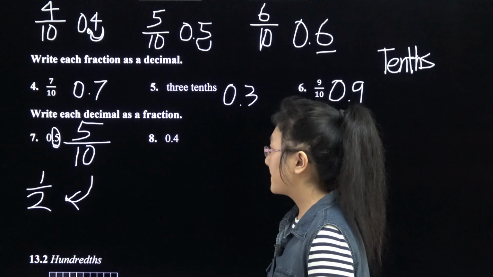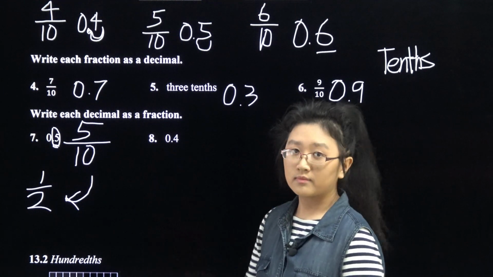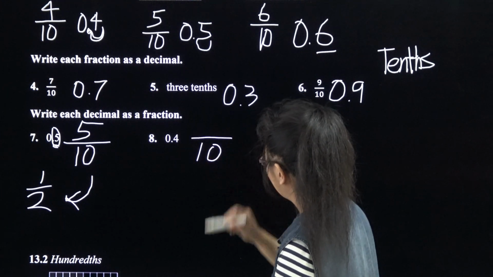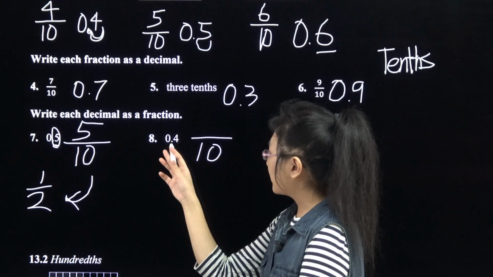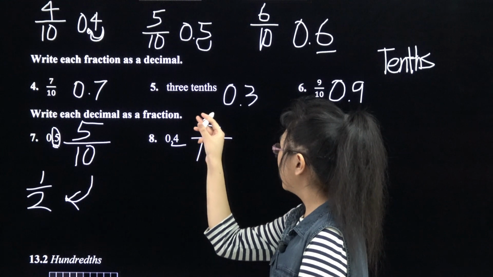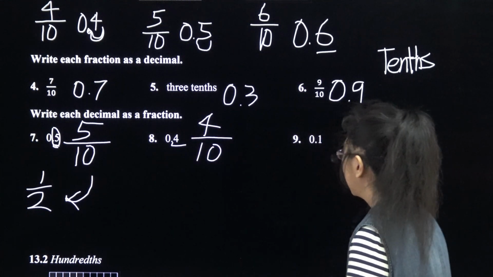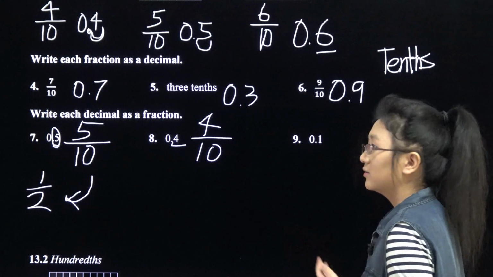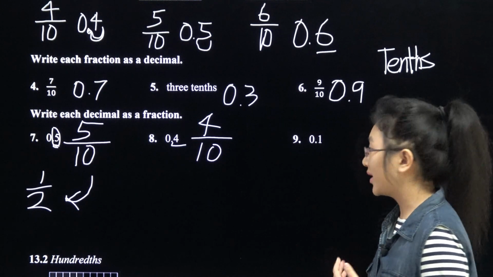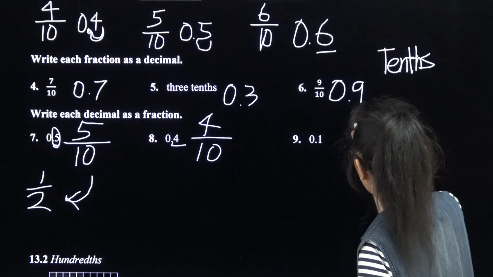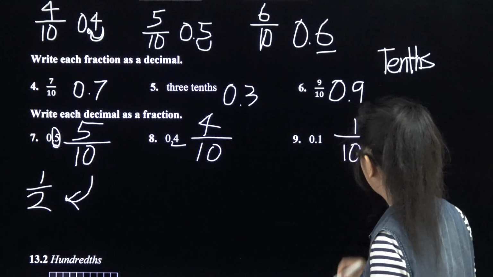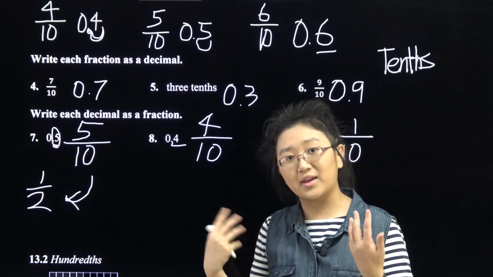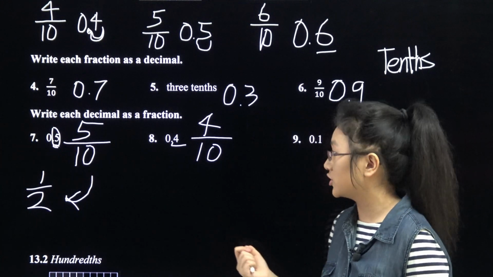Now what about this one? Well, it still has only one decimal place. So the denominator is still 10. And that decimal place is a 4. So the numerator would be 4. And this one, 0.1, 1/10. Well, what would a fraction that reads 1/10 look like? Those are the different types of thinking that you could use to reach these conclusions.